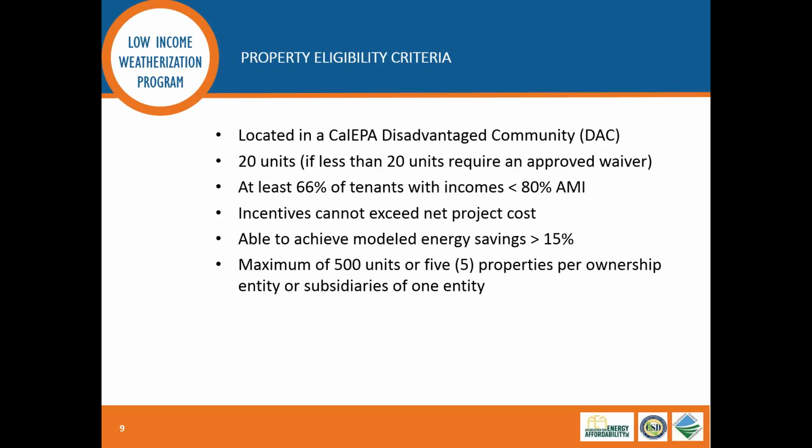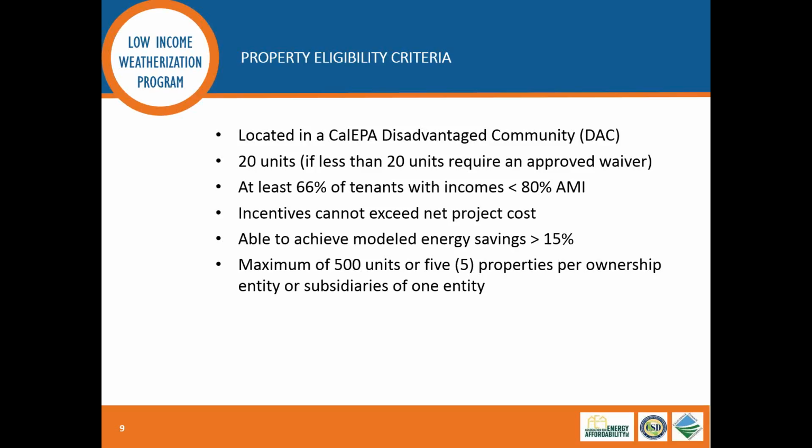Secondly, the program requires large multifamily properties. So we require at least 20 units at the property. If you have scattered campus buildings with small multifamily buildings of maybe 4 to 8 units, or possibly larger, that are scattered in a larger site, we can look at those types of properties.